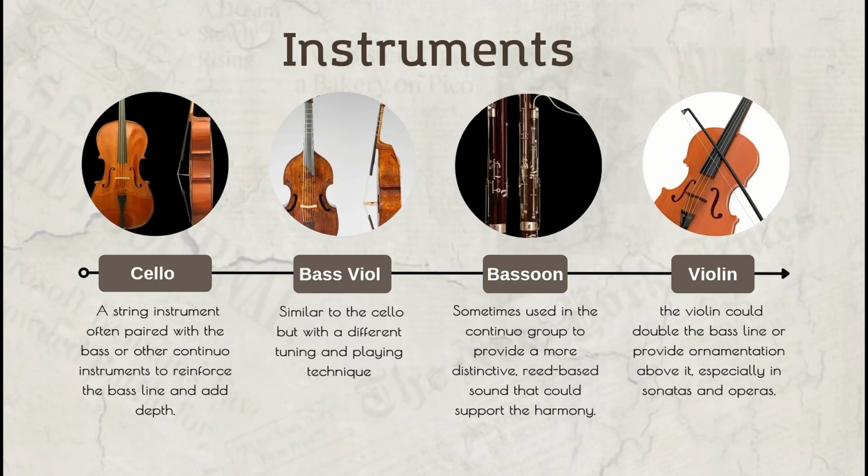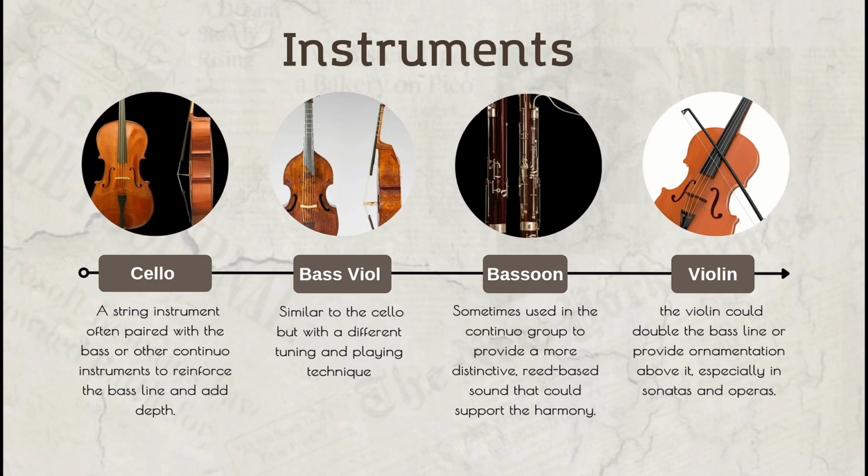The next one is cello. Cello is a string instrument often paired with bass or other continuo instruments to reinforce the bass line and add depth. Other than that is bass viol, or more known as viola da gamba. Similar to the cello, but with a different tuning and playing technique. The viola da gamba was popular in early Baroque music, especially for its rich resonant tone.